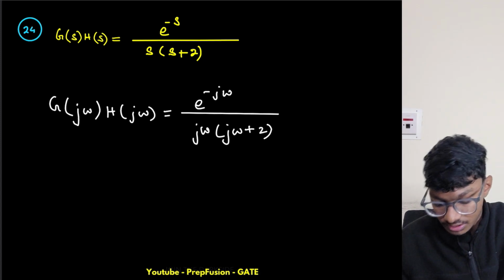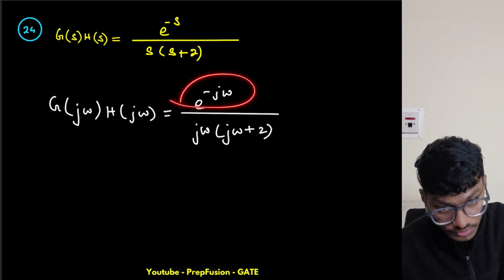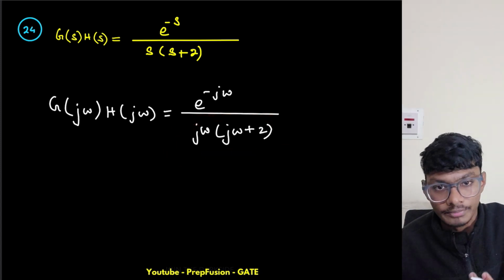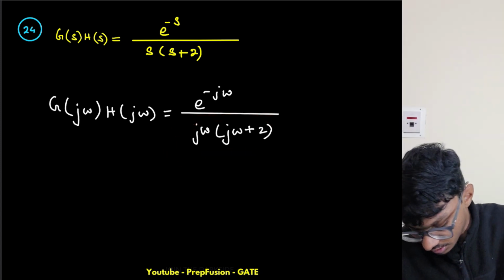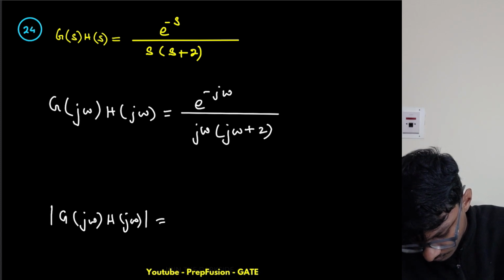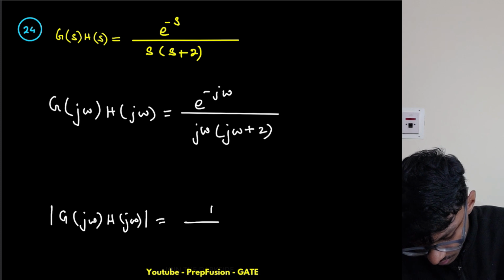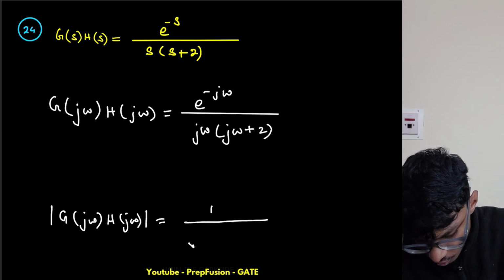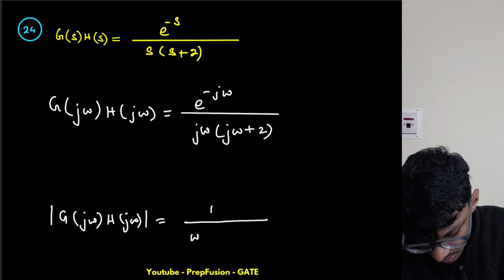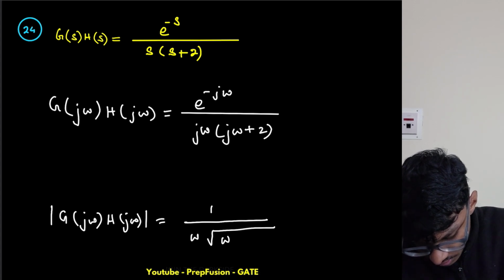What will be the magnitude again? From here I can directly say the magnitude due to this one will be 1 only. Okay, and the denominator is what you should compute normally. So the magnitude of J omega is equal to 1 divided by, omega will be outside because, again, I won't explain further. I've explained these things multiple times. Omega square plus 4, right?